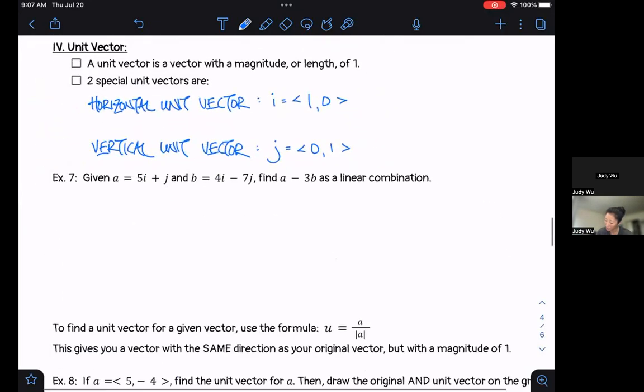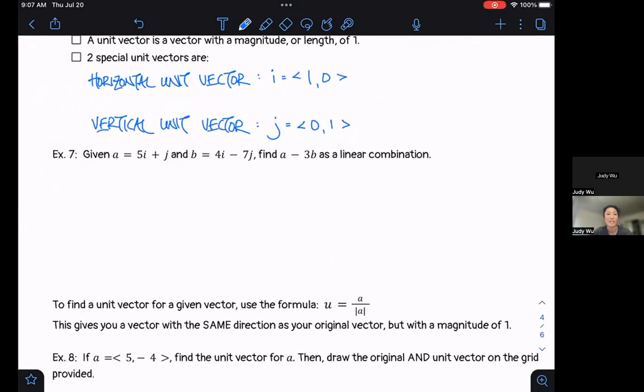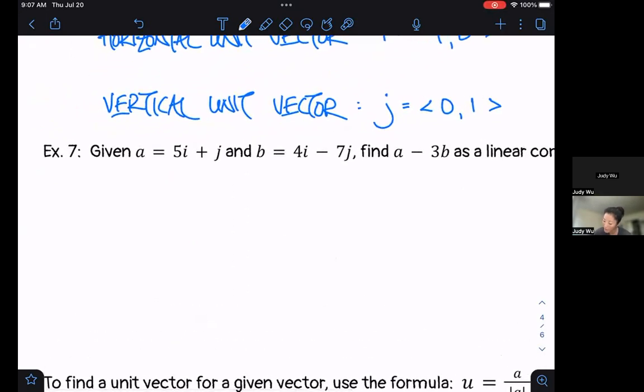All right, so let's take a look at example 7 here. Given A equals 5i plus j and B equals 4i minus 7j, find A minus 3B as a linear combination. This is very similar to if we were to write A in standard form, we would have 5, 1, because we go over 5 and up 1. And if we were to write B in standard form, we would get 4 over and 7 down. So it's not any different than the stuff we looked at before.